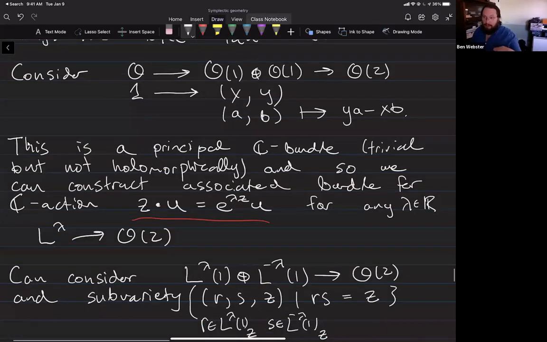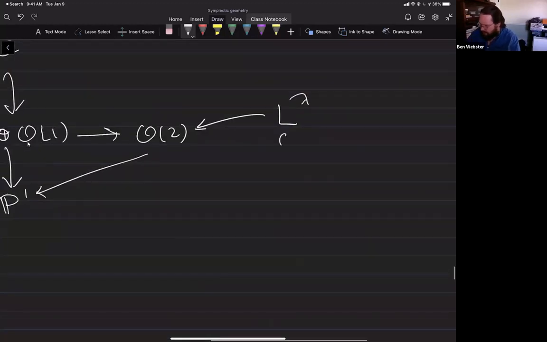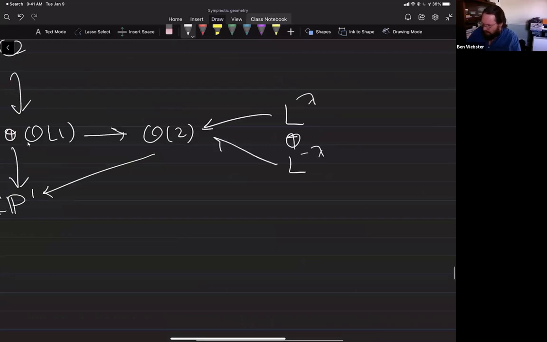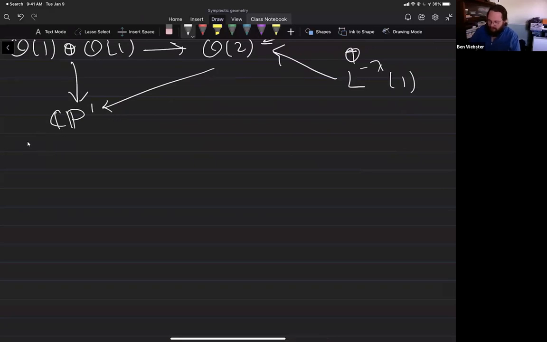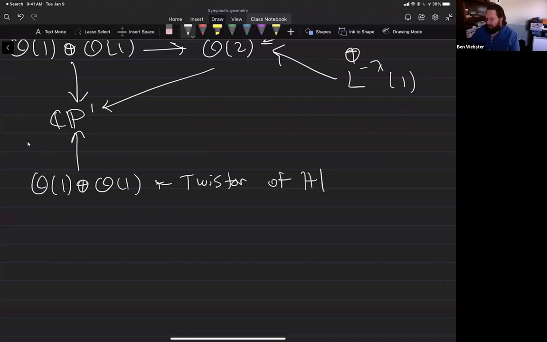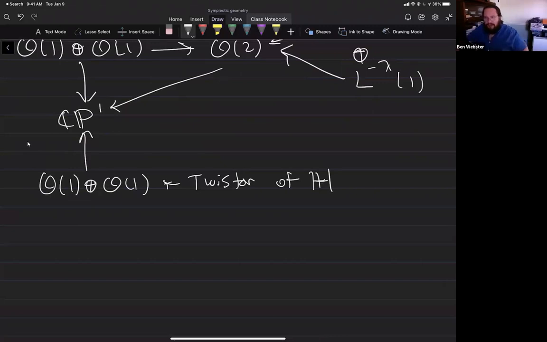All right, well, the dual line bundle comes from taking minus lambda, from taking the dual representation. So I can look at these direct sums. That's going to be real eight dimensional. And actually, I want to twist these by O(1) coming back from CP1. So you should think about this as some funny modification of looking at just O(1) plus O(1) mapping down to this guy, because this is the twistor space of just H itself.